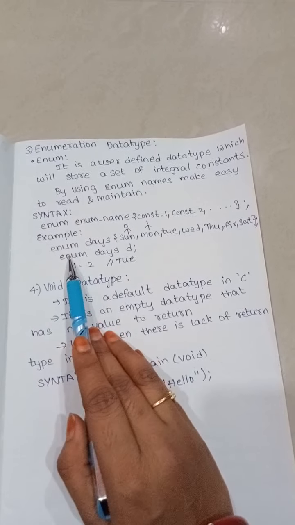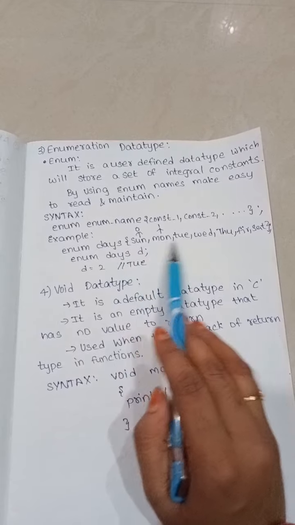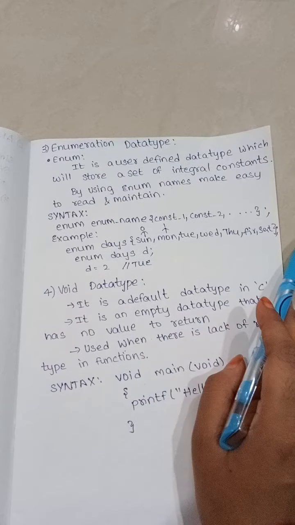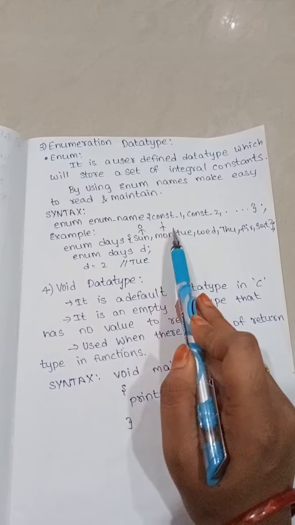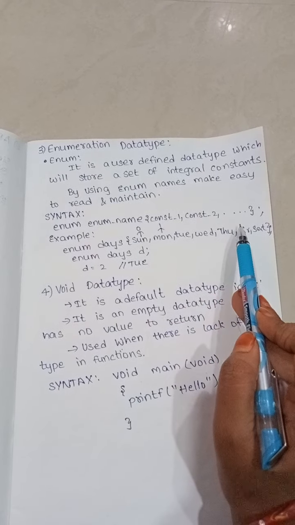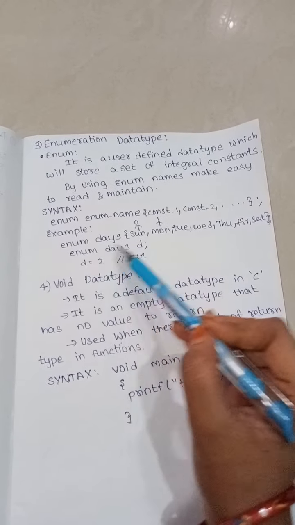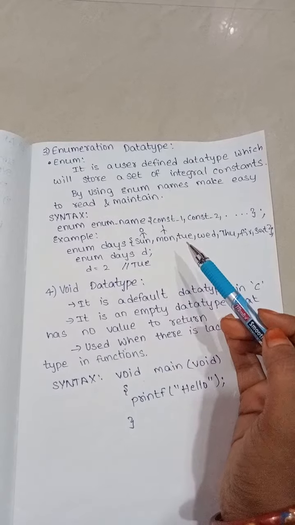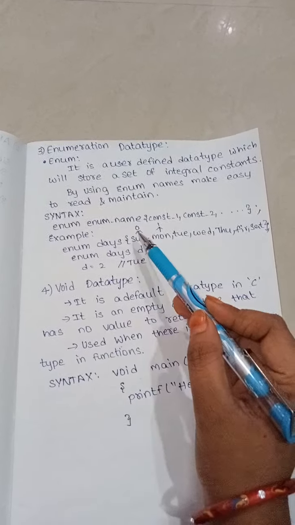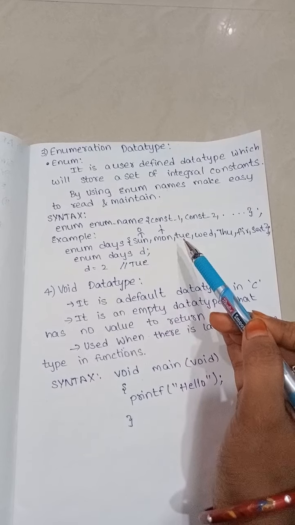For example, enum days. In a week we have 7 days. I am writing those 7 days, and the index of this enum starts from 0, 1, 2, 3, 4, 5, 6. How are we using it in our program? We declare a variable for these days, and we just call by its index. For Tuesday the index is 2, so 2 becomes Tuesday.